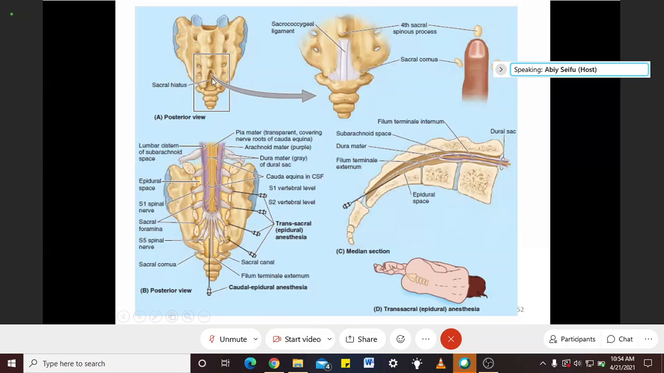This one is somewhat fleshy, whereas this one is rigid or bony in structure. So you can easily palpate and locate the sacral hiatus by using these landmarks: the spinous process of the fourth one, the distal part of the sacral hiatus, and laterally the sacral cornua.